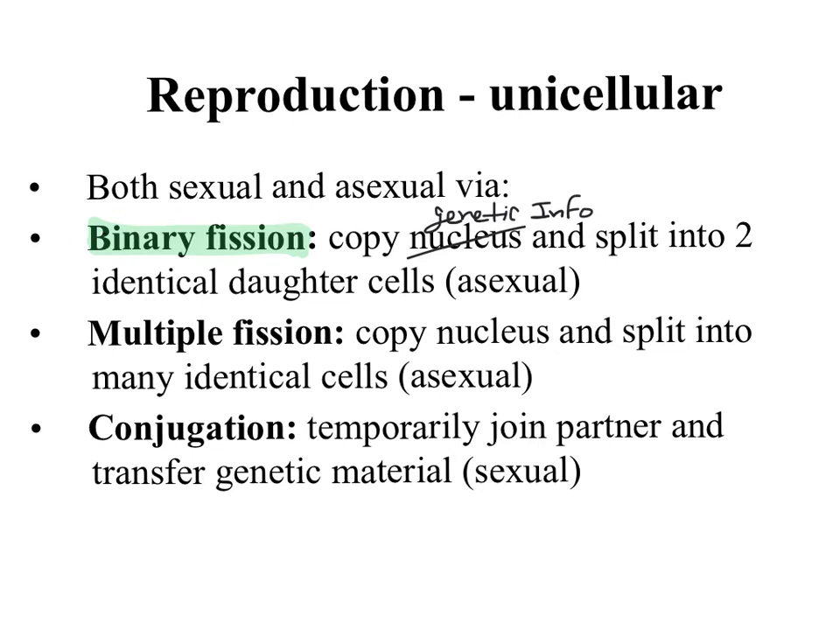So there's binary fission as a means of unicellular asexual reproduction. We also have multiple fission. Multiple fission is similar to binary fission, but where bi is two, so we get two identical cells, multiple means we get sort of three or more. And it's, again, asexual. And finally, we have conjugation, where it's as sexual as you can get with a unicellular reproduction method, and it's where two partners join and they're transferring genetic material.